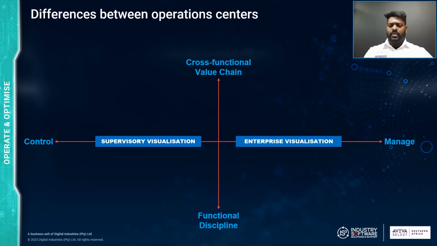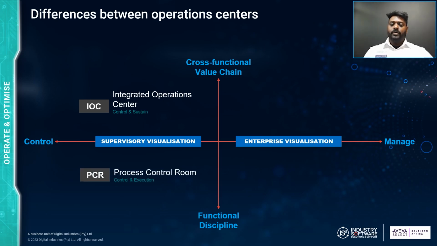If we look on the left of the axis, we have our supervisory visualization, focusing majorly on the control side of operations. Firstly, we have the integrated operation centers. This is mainly used to combine multiple disparate control systems into an integrated management system for command and control of operations throughout the entire value chain if required.